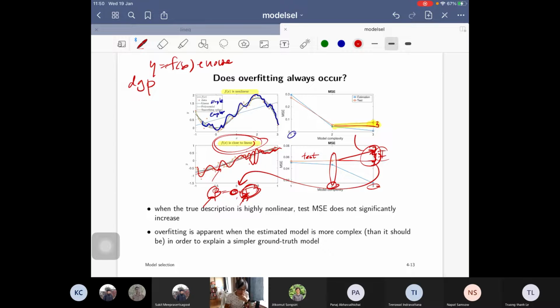Overfitting is not something that always occurs. It depends on the scenario. It depends on the true characteristic of the relationship. It depends on the model structure you choose.